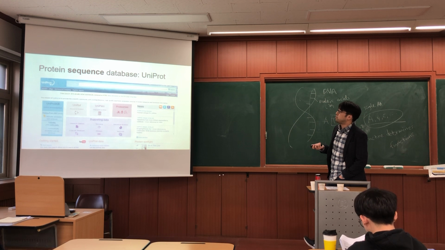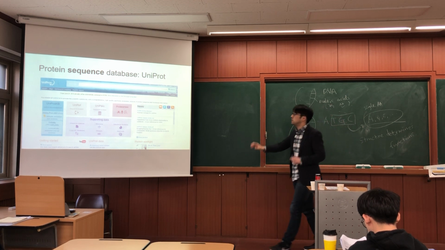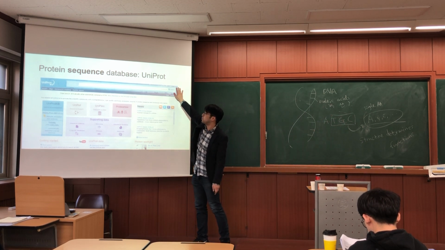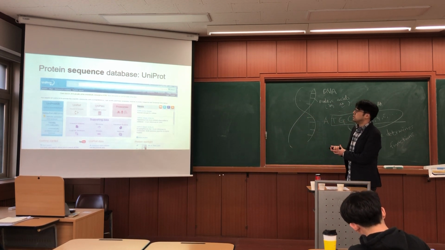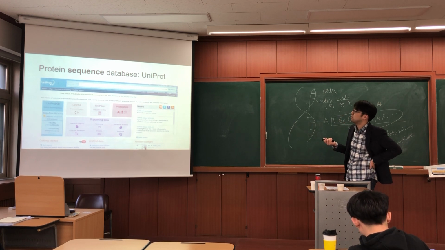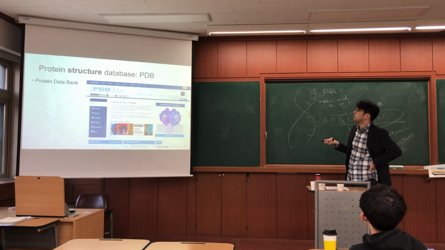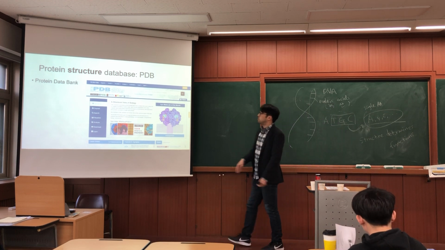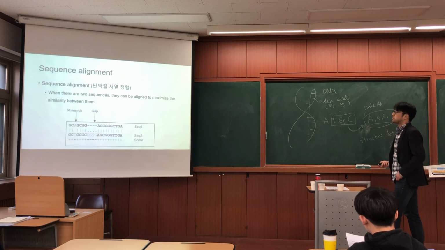So where can we search protein sequences? If you are just interested in the protein sequence, just the order of amino acids, you can search it in UniProt. This is one of the biggest databases for protein sequences, and some of you have already done this, and if you have not done it yet, Class B will practice this on Friday. And for the protein structure, you can search in the PDB database. This is the protein structure database.